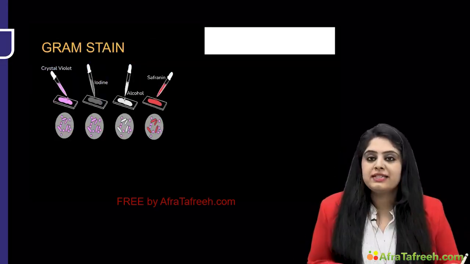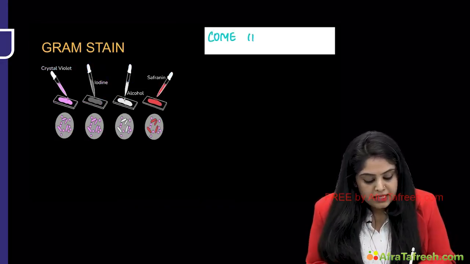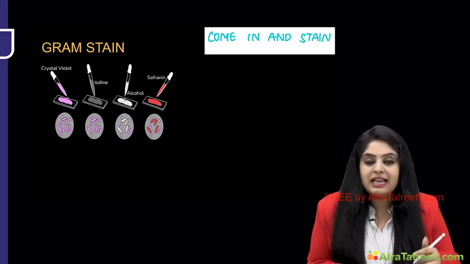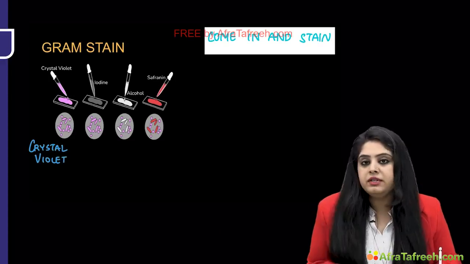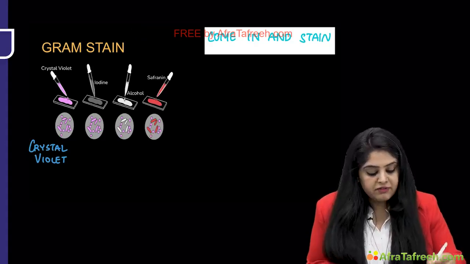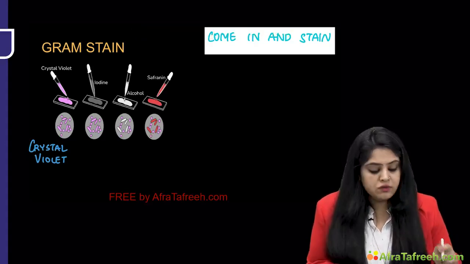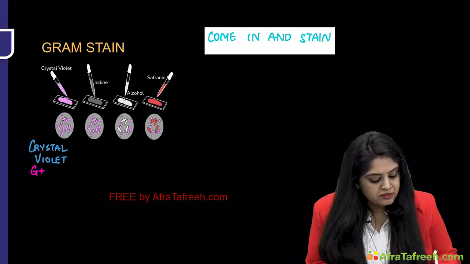So starting with the first one, the gram stain. Like I just told you, the mnemonic for the gram stain is come in and stain, right? You want to learn it, you'll have to come inside the lab and stain it. Means what? C is for the first thing that is added, crystal violet. Now obviously, when you're dealing with a gram stain, you're dealing with either gram positive or gram negative, right?